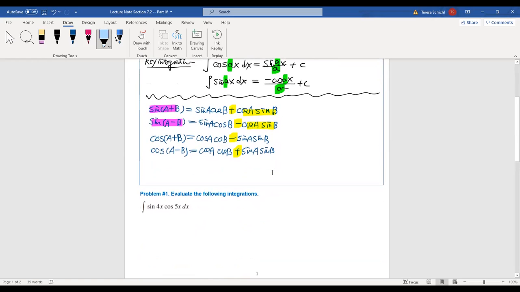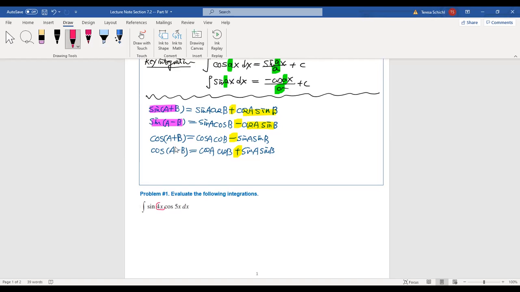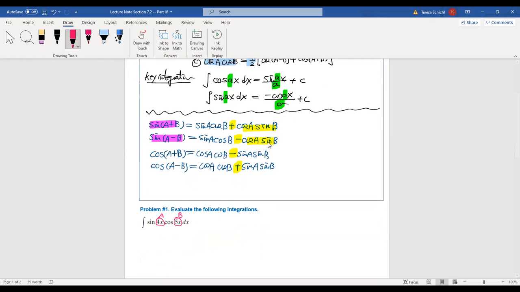Okay, so now let's take a look at the first problem. They ask, what is the integration of cosine 4x, sine 4x, cosine 5x? You can treat this 4x as A, and 5x as B. So it's a sine cosine, so it's 1/2.